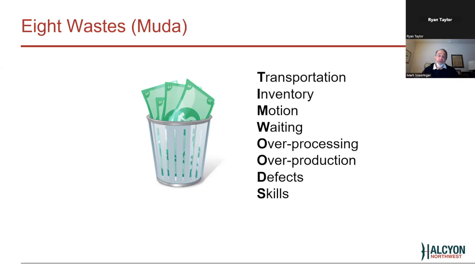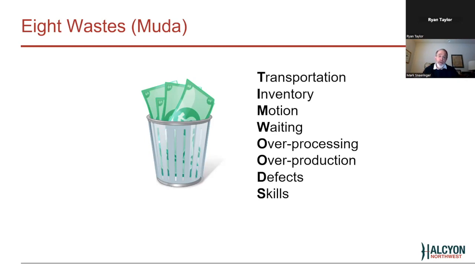The third, the M in Tim Woods is motion, and this is sort of like transportation, but it's usually within the actual workstation or within the actual area somebody's doing something. So if you've got an assembly process going on and you have to take the part, flip it over, put something on it, flip it back over again, put something else, attach something else, that's motion. And so the idea is how do you minimize that and still get the same product out?